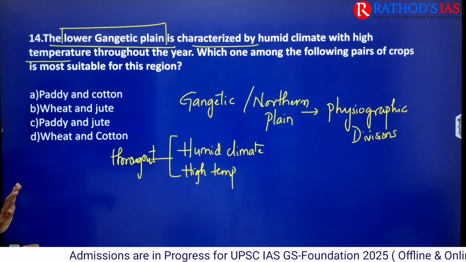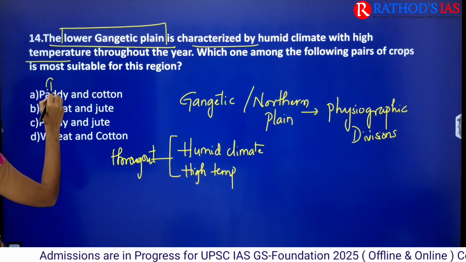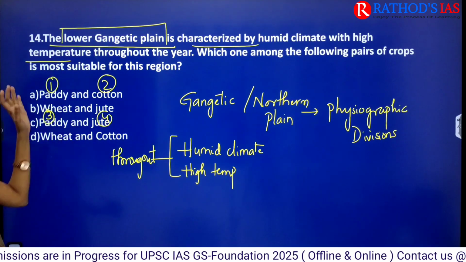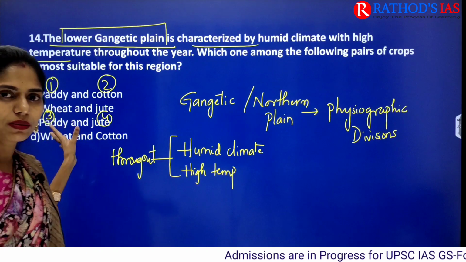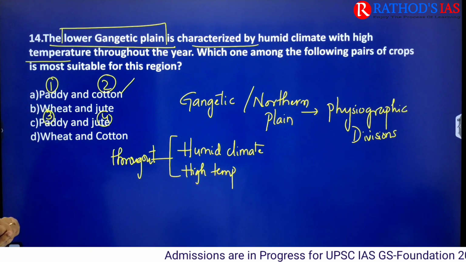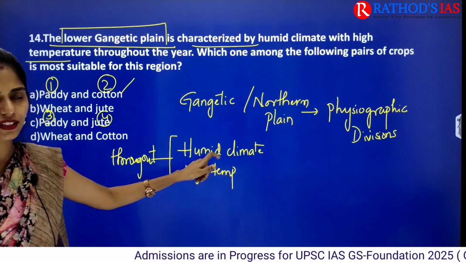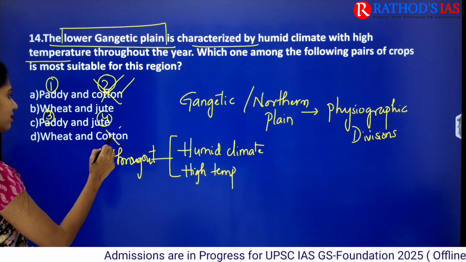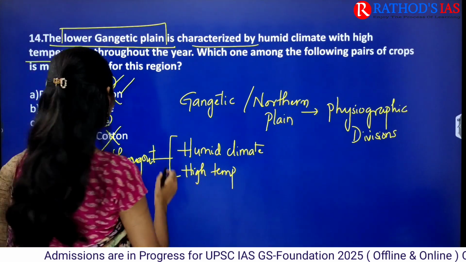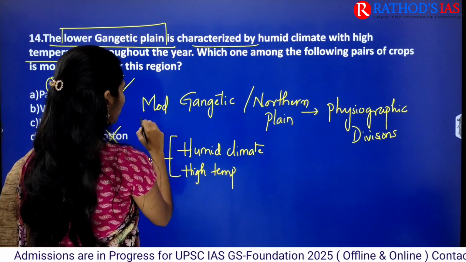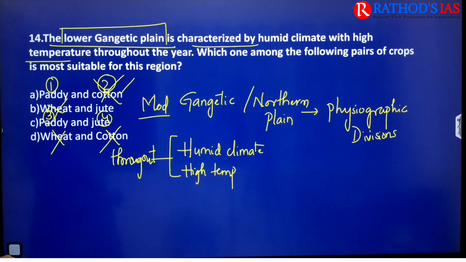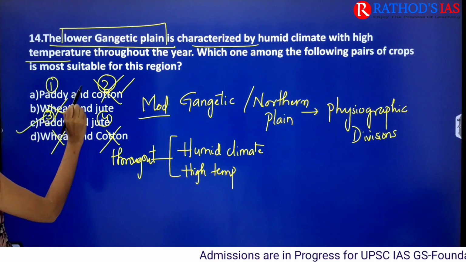So which crops are suitable? There are crops like paddy, second one is cotton, third one is wheat and fourth one is jute. There are options given based on the mix of these 4 crops. Cotton needs high temperature, but it should not have humid climate, so we can eliminate cotton. Next one is wheat. Wheat requires moderate temperature, yes or no? Not high temperature. We can remove wheat. So which is the correct option? That is paddy and jute.